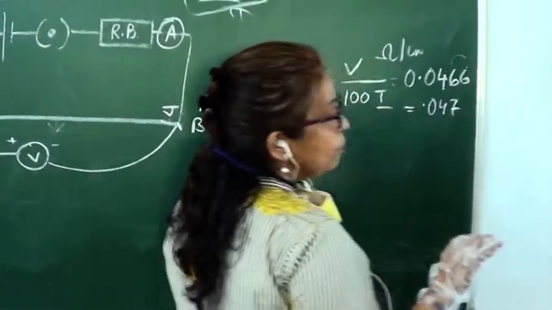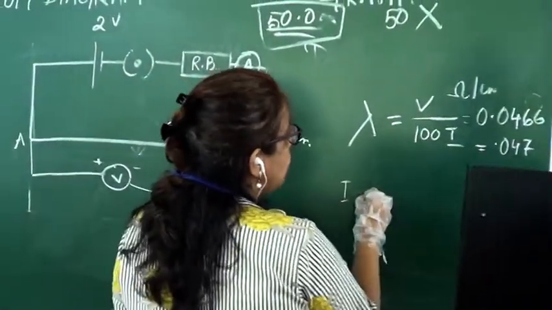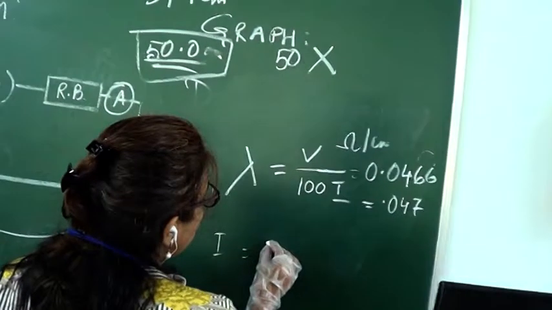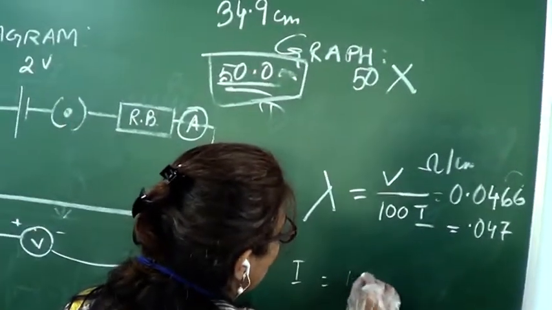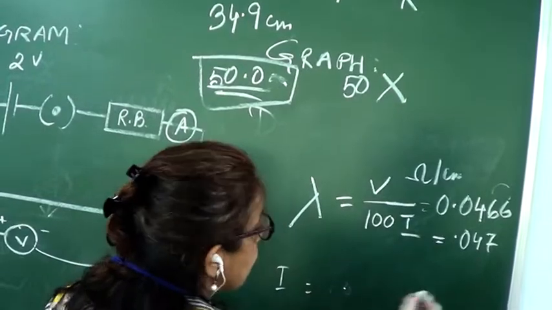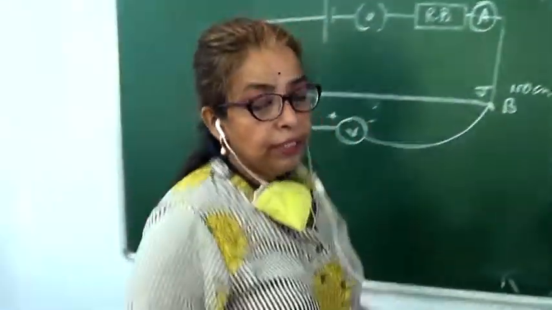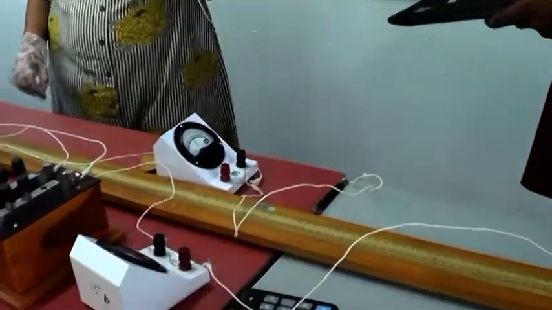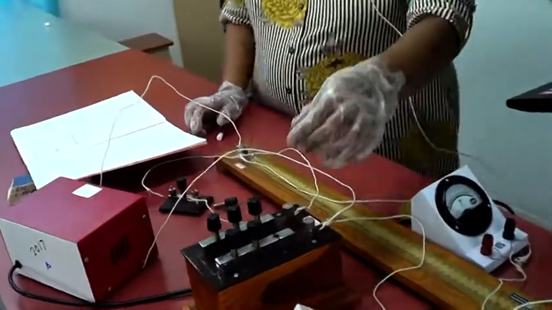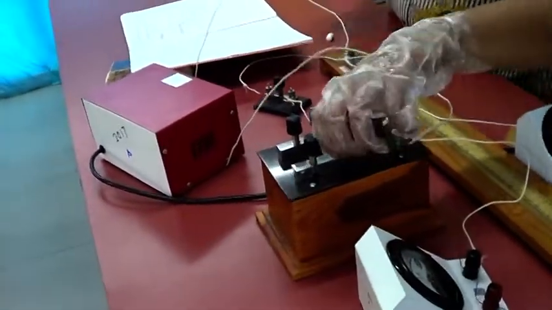What is the precaution you have taken? Cannot write I equals, whatever value you got. Whatever, I don't remember, 1.4 or point. Direct reading is not accepted. Take down the second reading. In the same way, write it down. I pick up 2 ohm resistance. The same procedure.